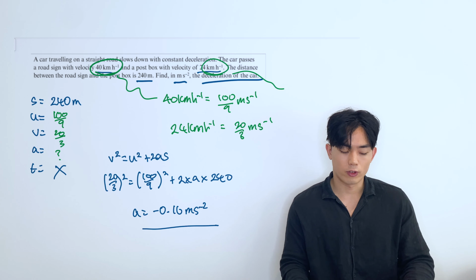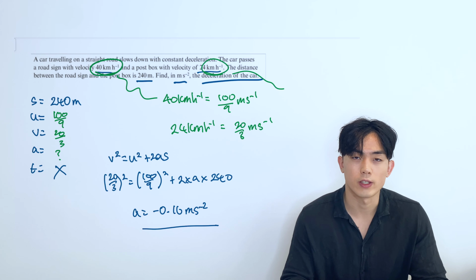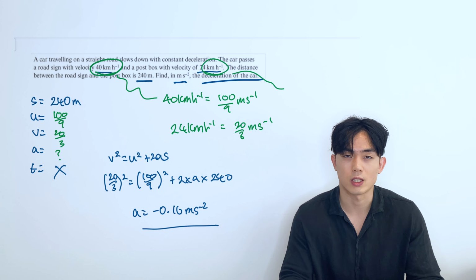So as you can see, as long as you list out the initial SUVAT values that you're given, and choose the right equation, then you can work out all these different questions.